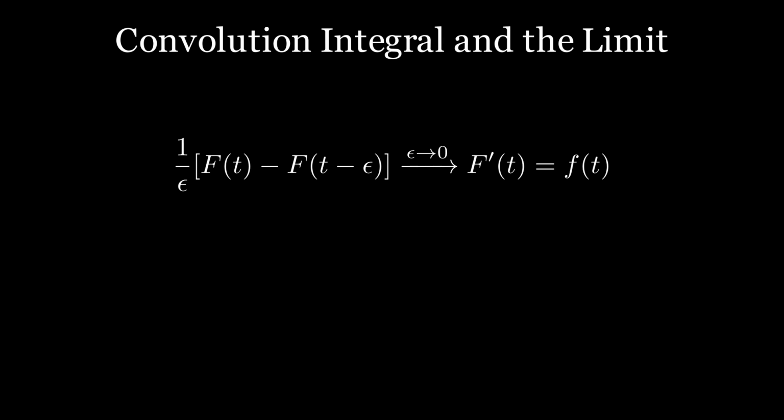A Dirac delta, denoted δ(t), is a generalized function or distribution. It is defined by two key properties. First, δ(t) is 0 everywhere except at t = 0, where it is infinite.